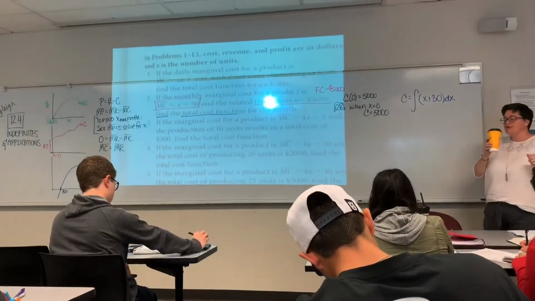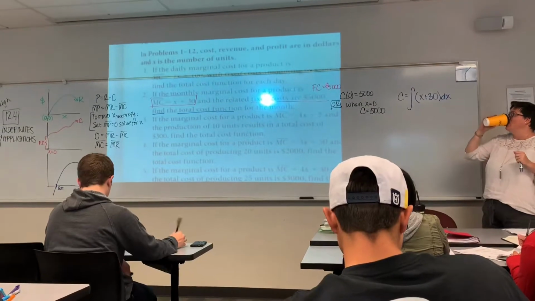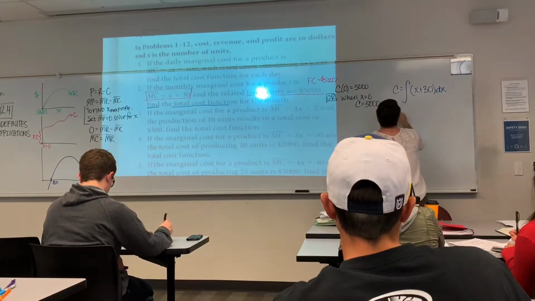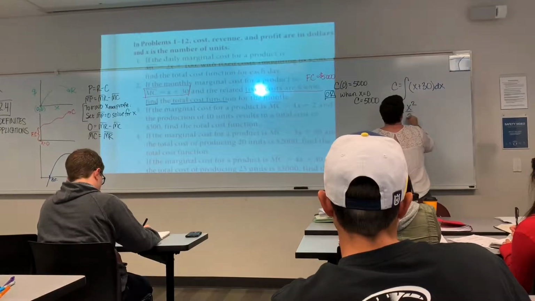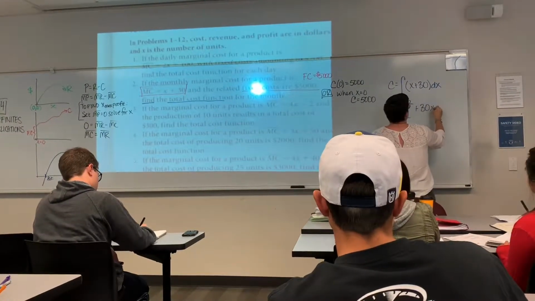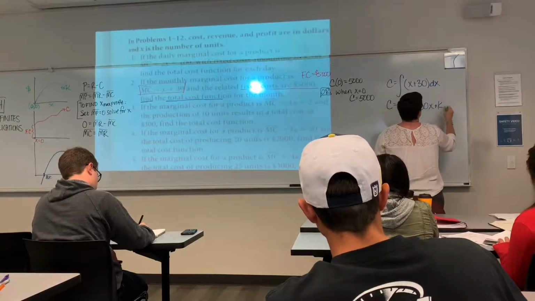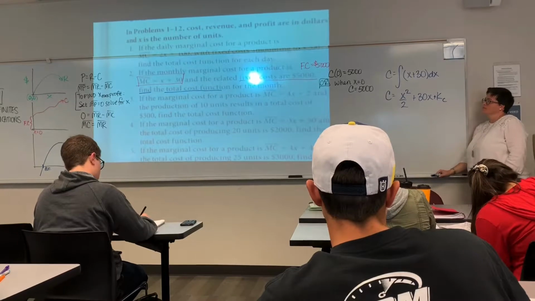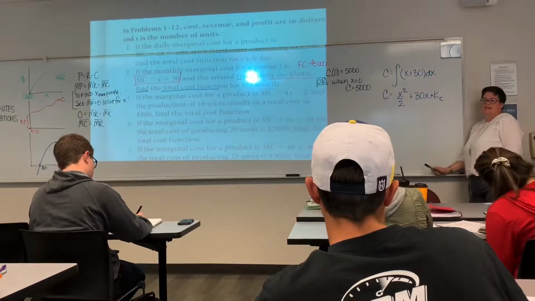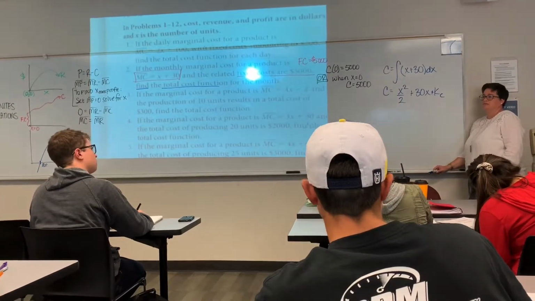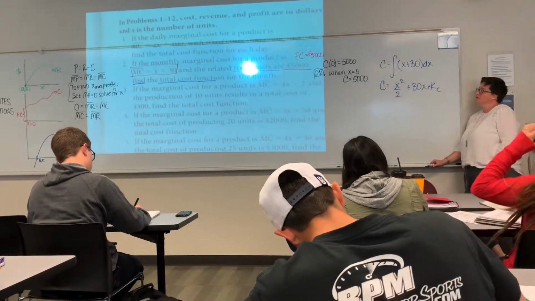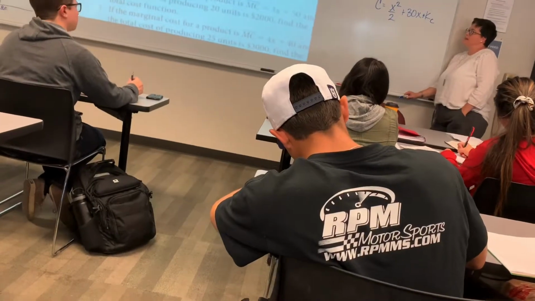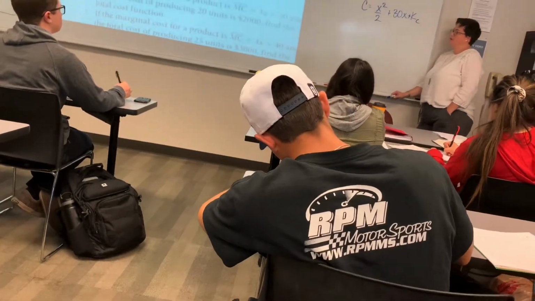So is this integral 1, 2, 3, or 4? What's my integral? X to the 2 over 2, it's X to the n plus 1 over n plus 1. That's integral number 1. 30 becomes 30x plus K sub C. What do I do next?